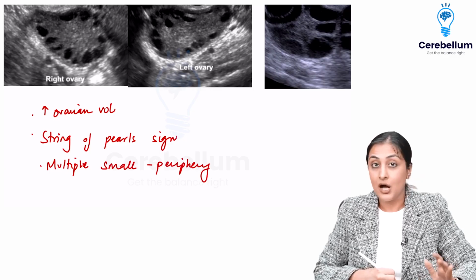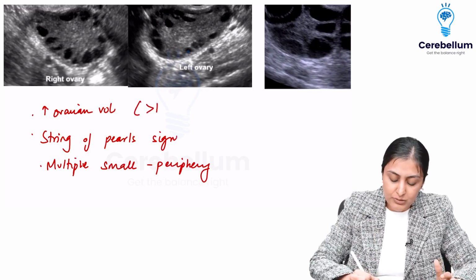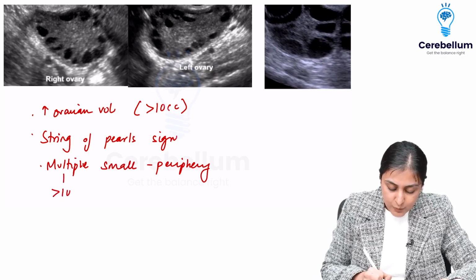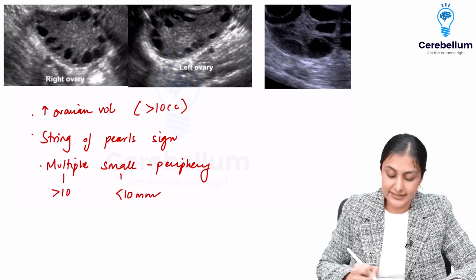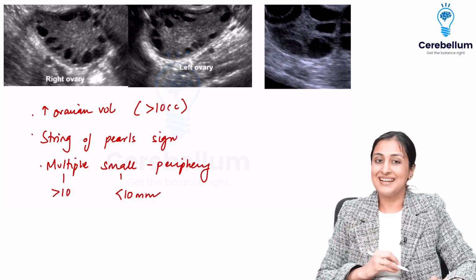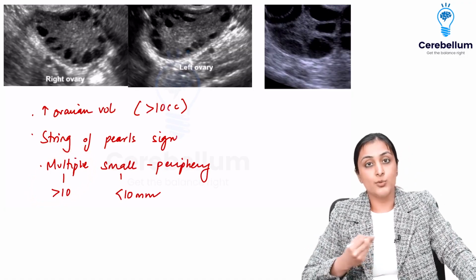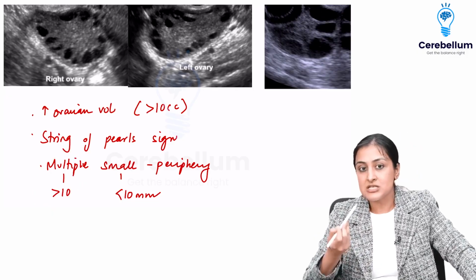How many and how small? Remember the number 10. Volume more than 10 cc. Follicles more than 10 in number. Size less than 10 millimeters. So the number 10 does the job. Now there are many papers which say you should consider more than 12. There are many which say more than 20. In practice, it doesn't matter.